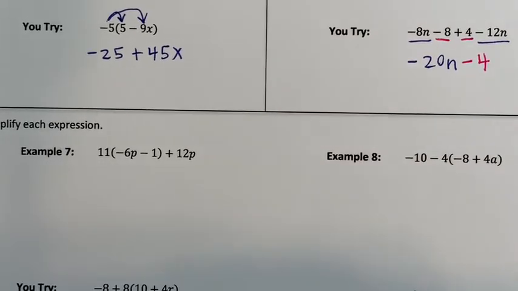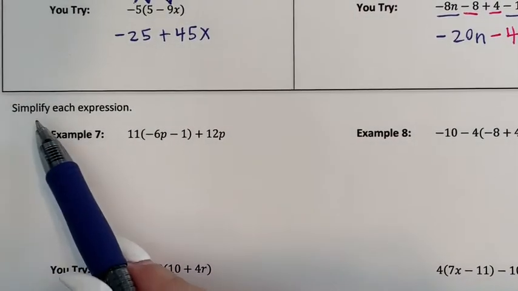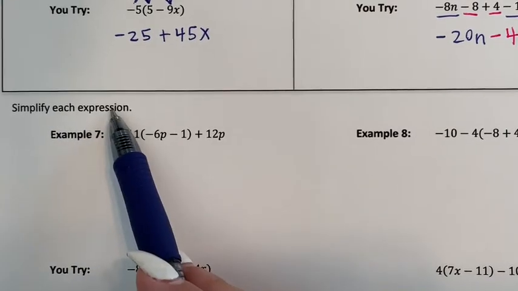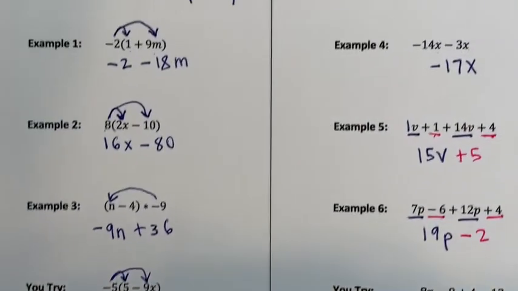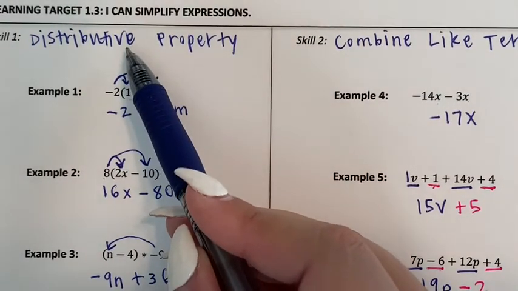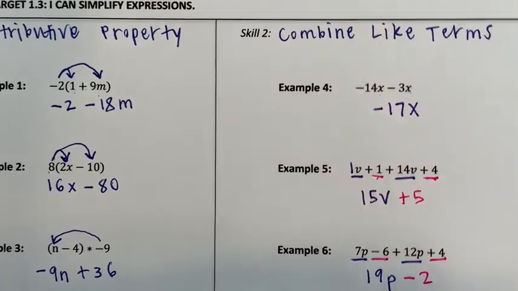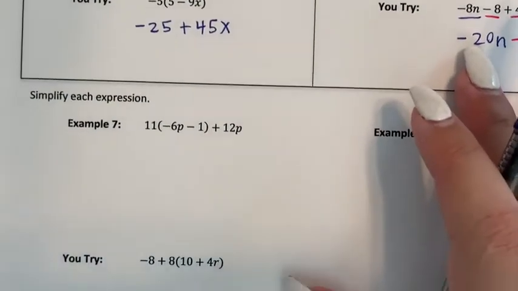Now we're going to move on and we're going to combine both skills. So our directions tell us to simplify each expression, and we have to keep in mind that we had 2 skills. So we need to do skill number 1, distributive property, first before we can do skill number 2, which is combining like terms. So we're going to do 2 more examples.